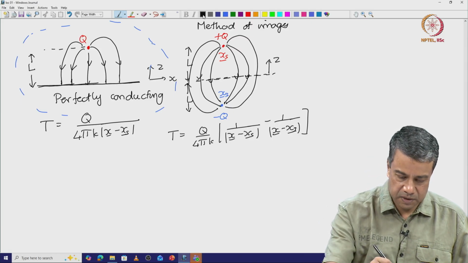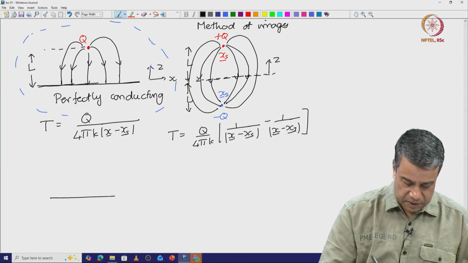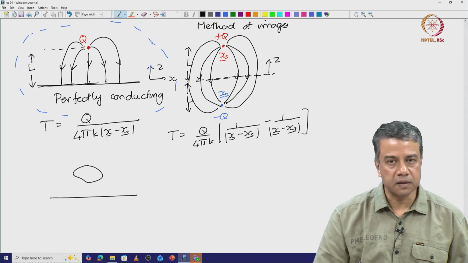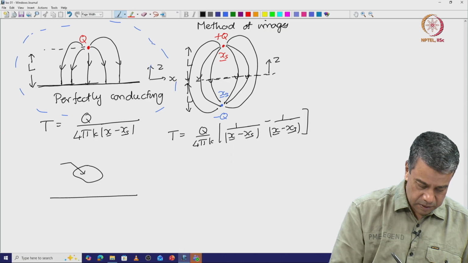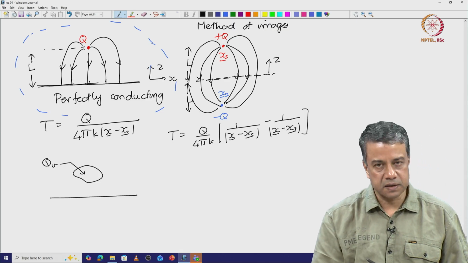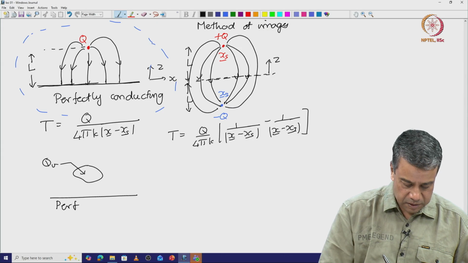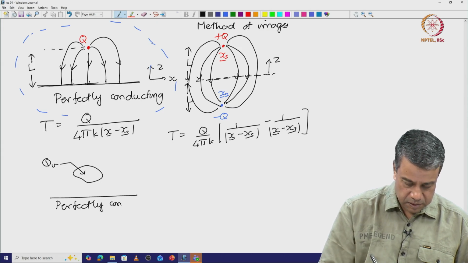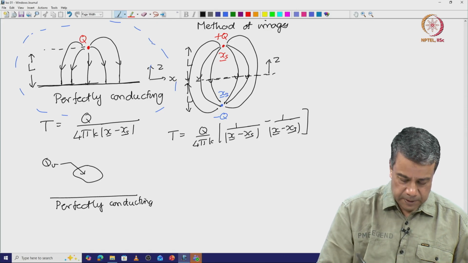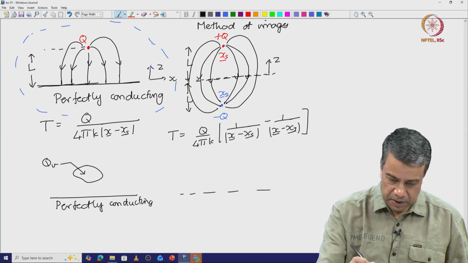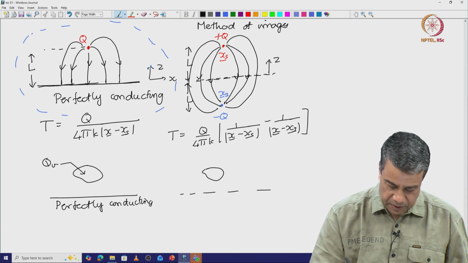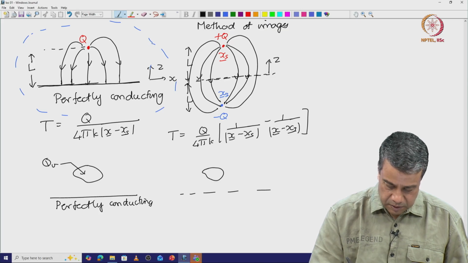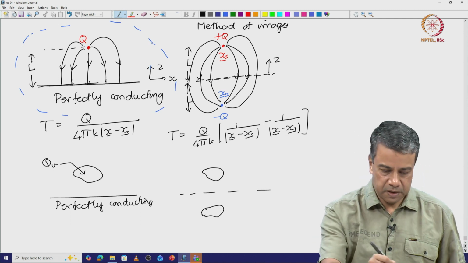Now, I can do a similar thing for a distributed source. If I have some source here, Q_V of x, and a perfectly conducting surface, I can replace it by an image of the distributed source.